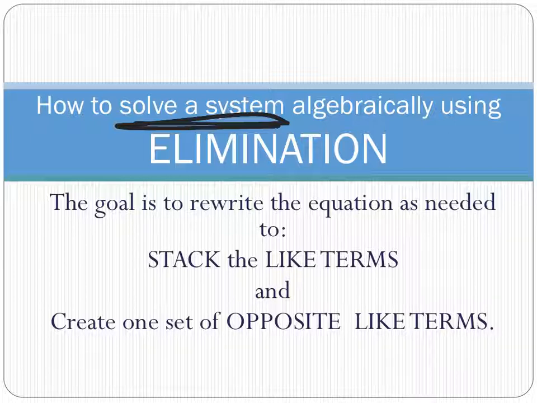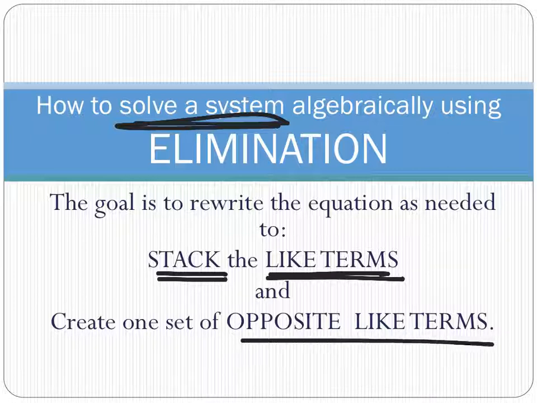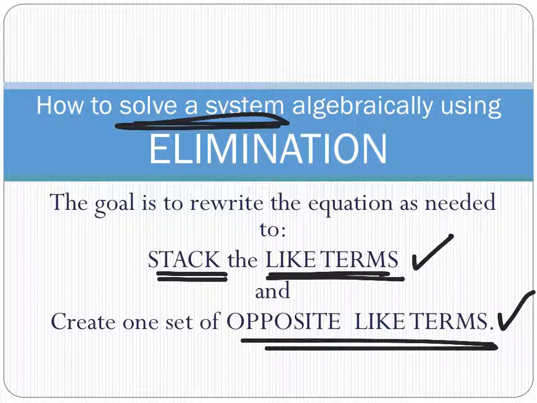So with elimination, some visual things you're going to look for is the like terms are going to be stacked. So the x's are on top of x's, the y's are on top of y's, etc. And then we're going to be looking for opposite like terms. So when we add 5 and negative 5, they go away. When we add negative 2x and positive 2x, it disappears because that zeroes stuff out. So that's what we're going to be looking for, stacking and opposite like terms.